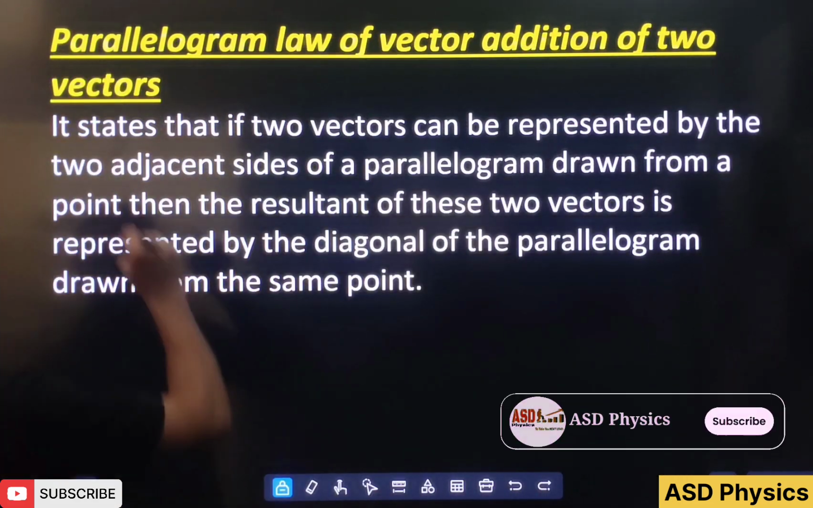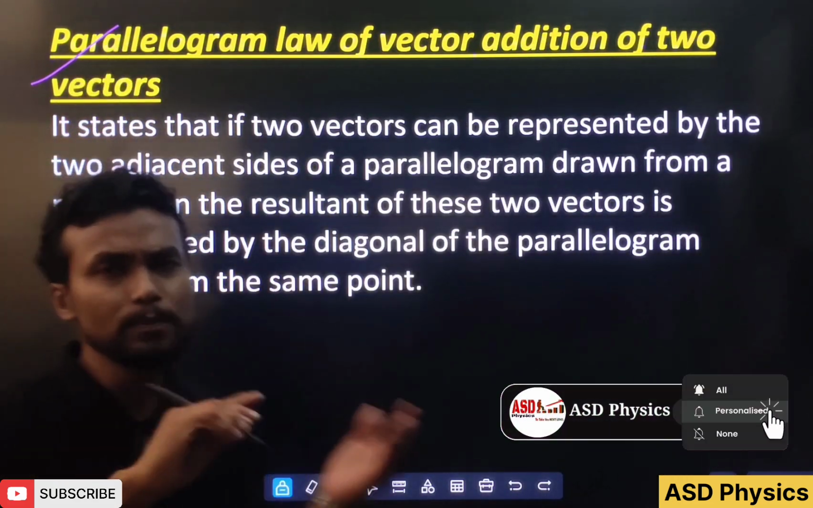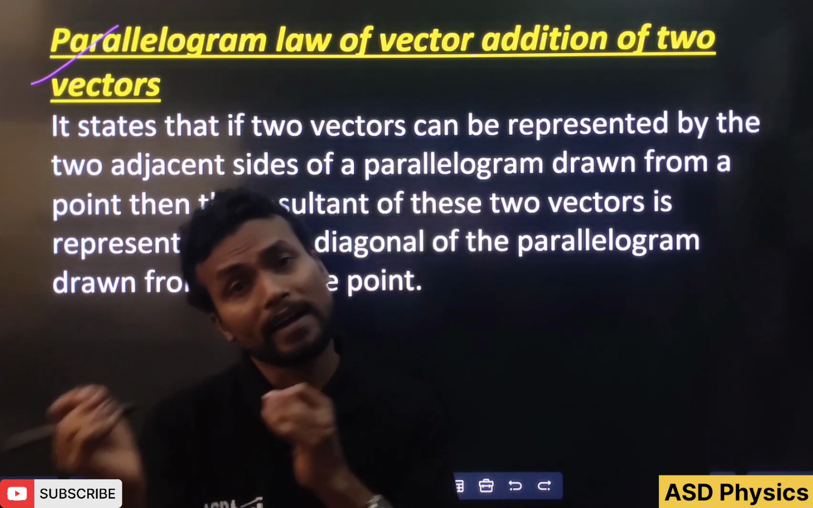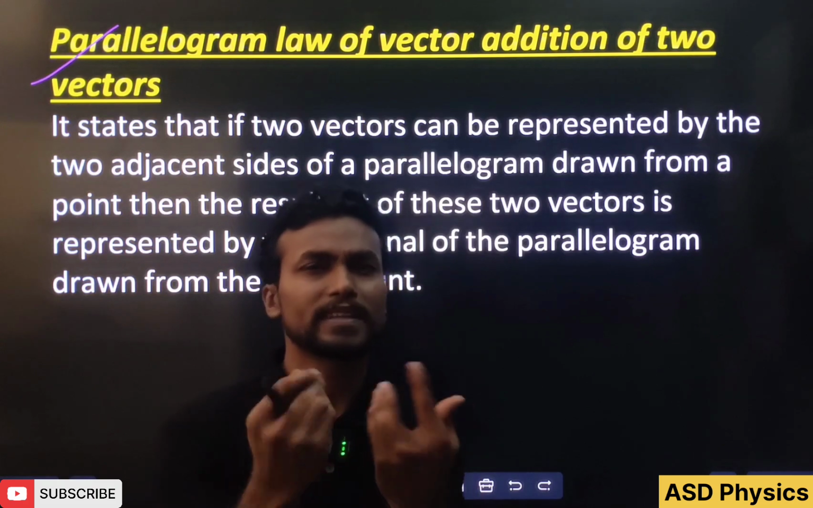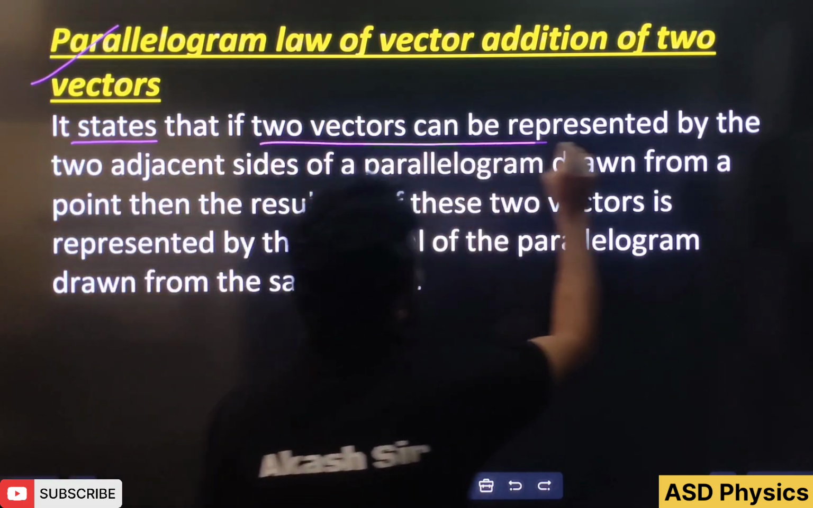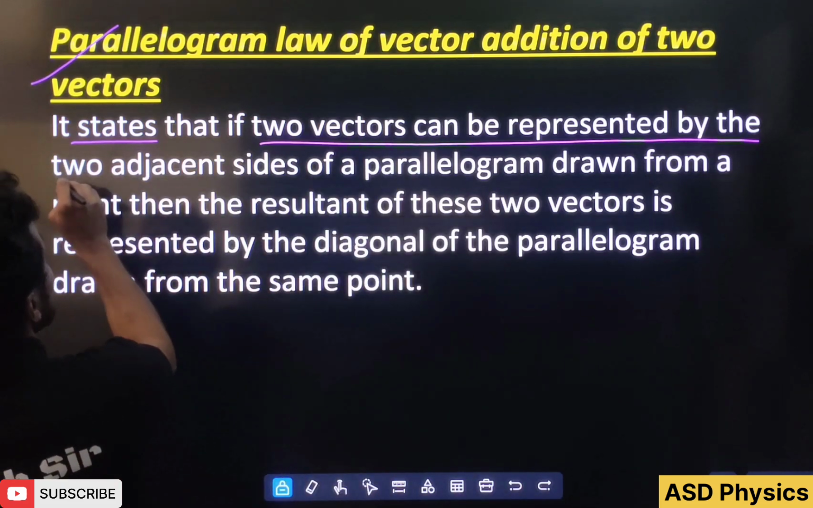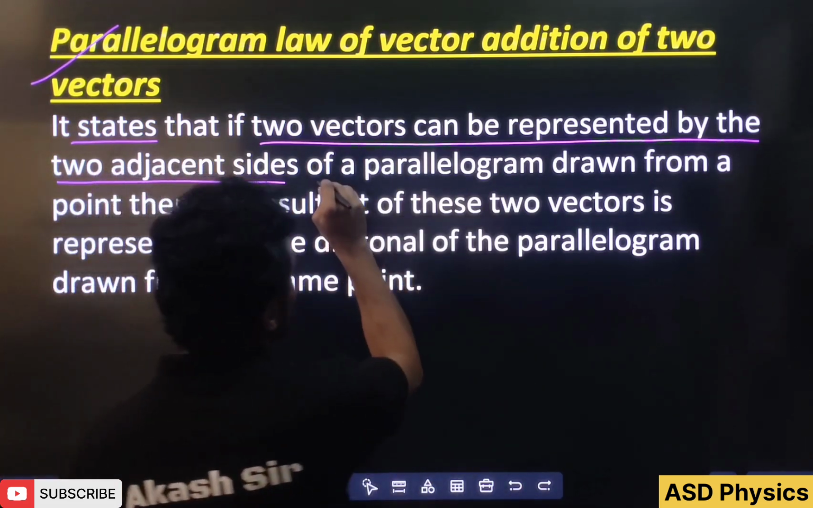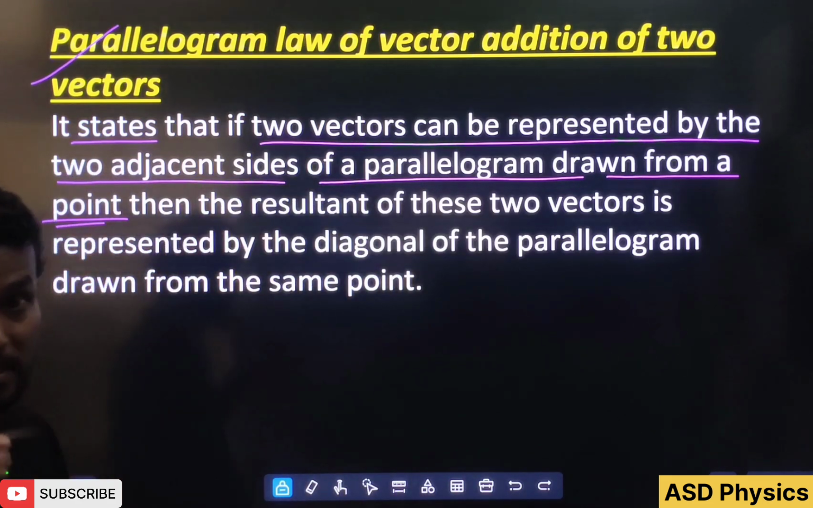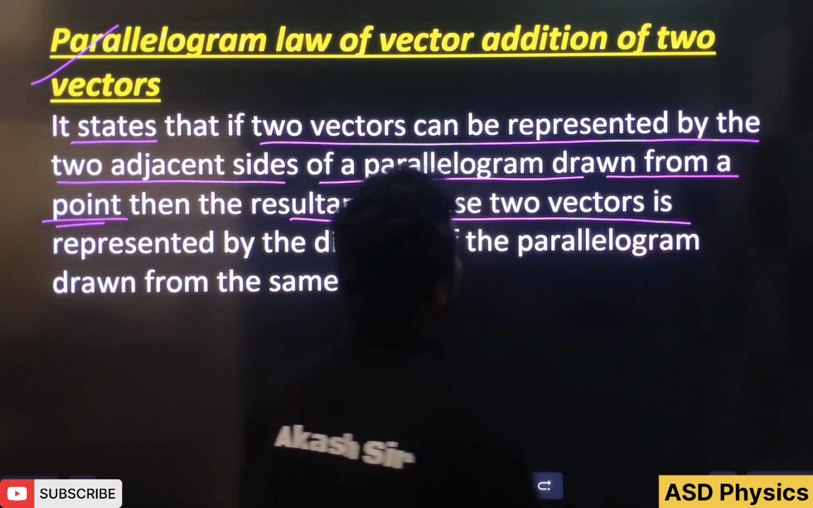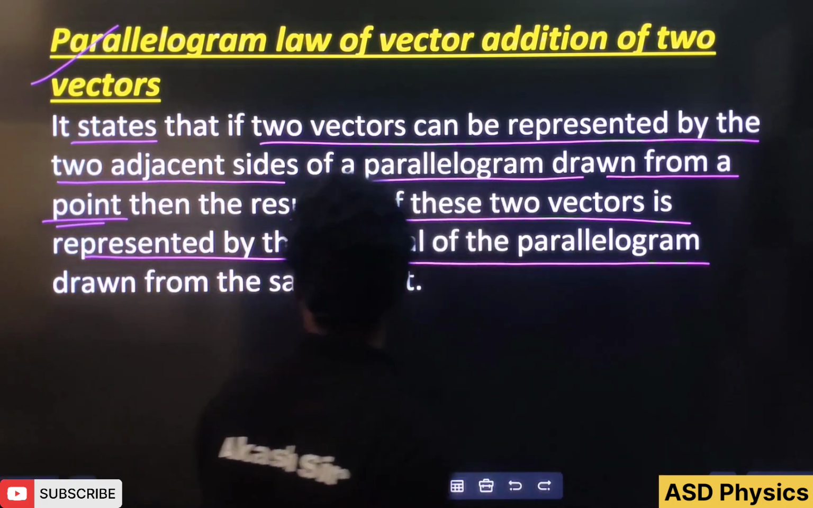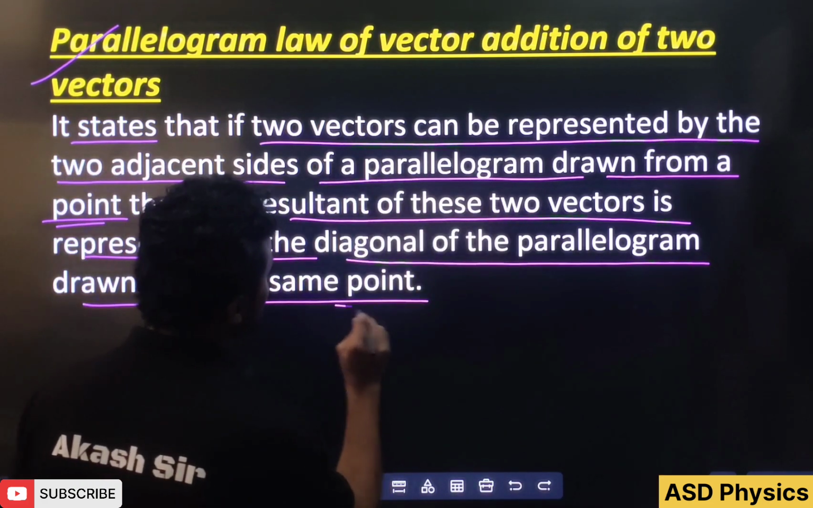Now, the parallelogram law of vector addition. Both methods will give the same answer, the same resultant magnitude and the same direction, but the drawing is a little bit different. First, let's see the definition. It states that if two vectors are represented by the two adjacent sides of a parallelogram drawn from a point, then the resultant of these two vectors is represented by the diagonal of the parallelogram drawn from the same point.